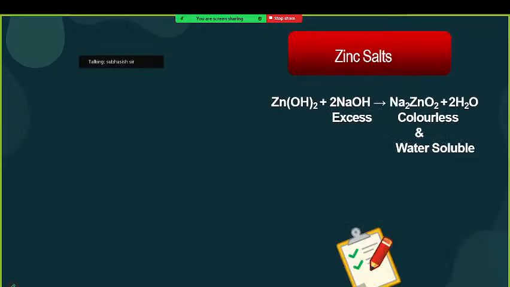So here you see that when you add excess amount of sodium hydroxide, then Na2ZnO2, this sodium zincate, is colorless and water soluble. So in excess amount of sodium hydroxide, zinc hydroxide is soluble.